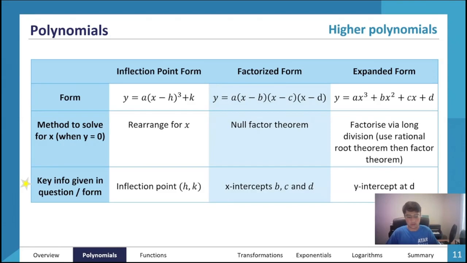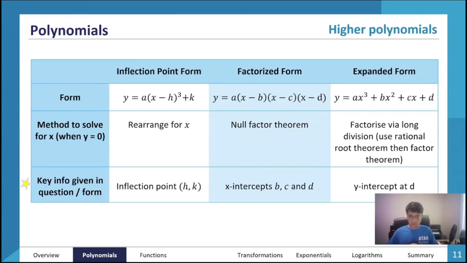Now we've got higher polynomials. So this table here describes the forms of cubics, polynomials of degree 3, but generally these forms will also apply for higher polynomials like quartics, even quintics, but you won't have to study those. Those are outside the scope of study design. Just cubics and quartics you'll have to worry about.